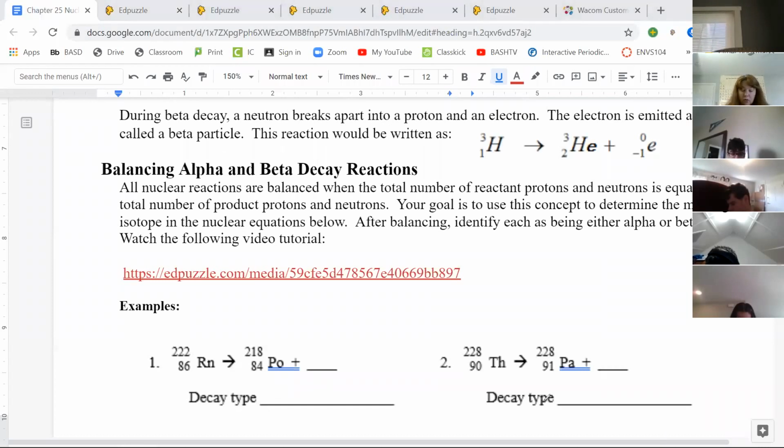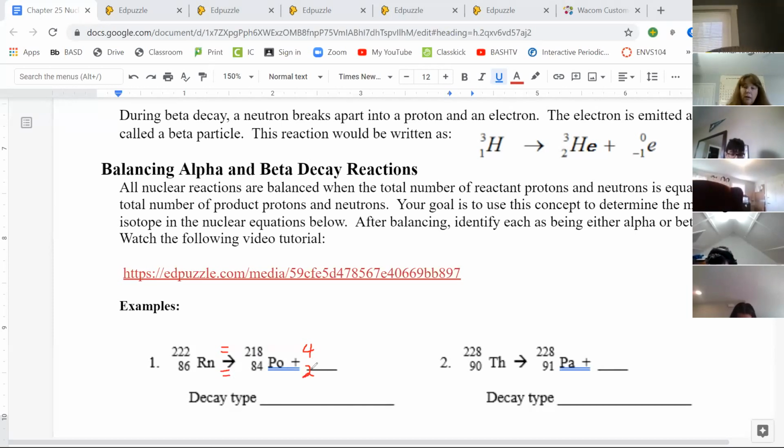All right, so you have 2 examples here under balancing alpha and beta decay. This time it gives you more pieces, and you just have to fill in the missing piece and then determine the decay type. So we start with radon, and it shows that is breaking down into this Po plus something else. So all we need to do is the math. 222, instead of an arrow, we're going to put an equal sign in there, equals 218 plus, well, 222 minus 218 is 4. 86 equals 84 plus 2.